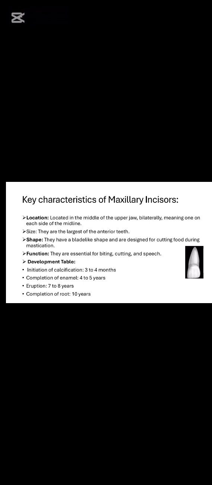The development table explains the stages of development of maxillary incisors at different ages. The first stage is initiation of calcification, which occurs at 3 to 4 months. Number 2 is completion of enamel, which occurs at 4 to 5 years. Number 3 is eruption, which occurs at 7 to 8 years, and number 4 is completion of roots, which occurs at 10 years. Morphology of the maxillary incisor is described under 5 aspects.